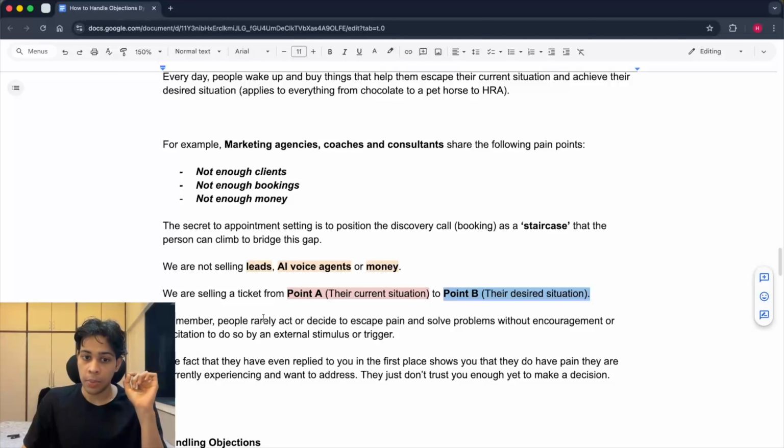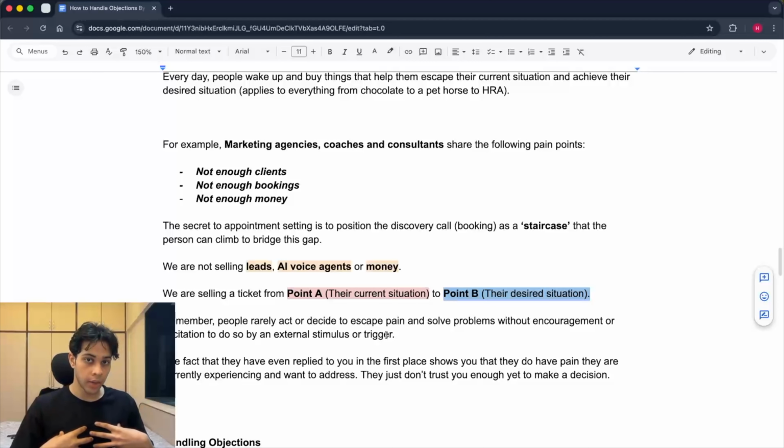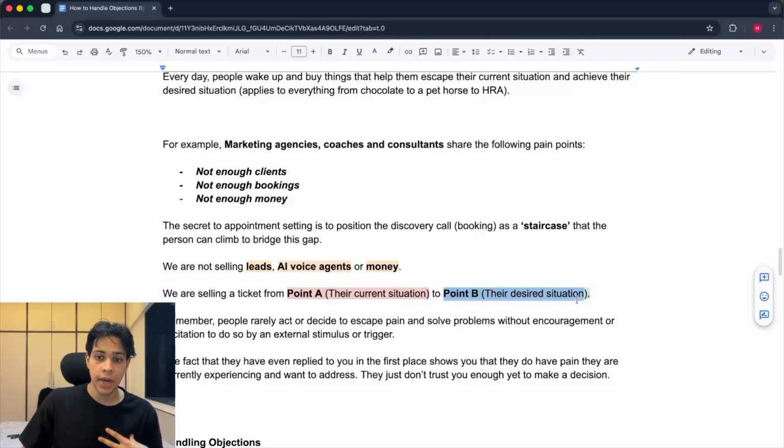Remember, people rarely act or decide to escape pain. People will rarely decide to do that without engagement or elicitation to do so by an external stimulus or trigger. So they need us to reach out to them and be like, okay, John, I can help you solve this problem. Are you open to a quick chat? People want someone to do that for them because they are in pain. And they want that pain to go away. They want to get to their desired situation.